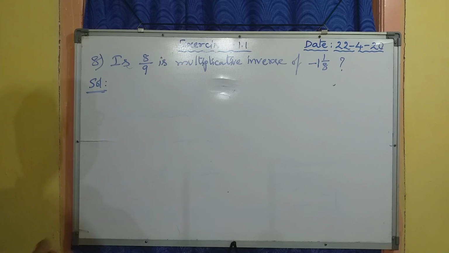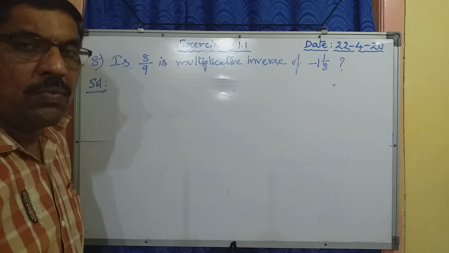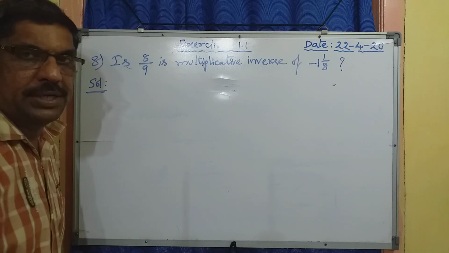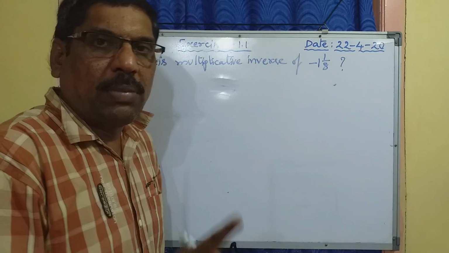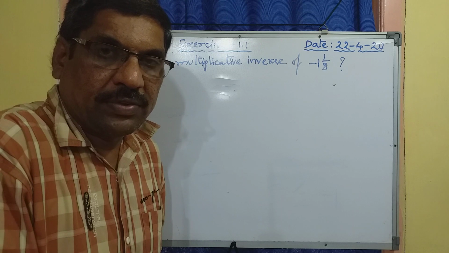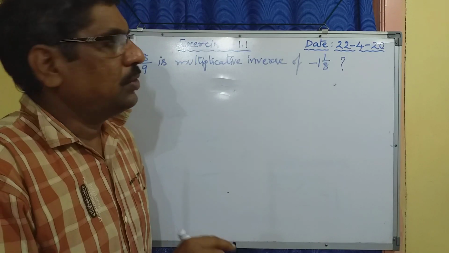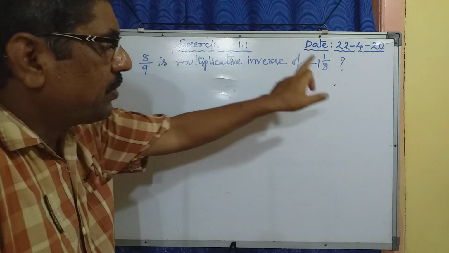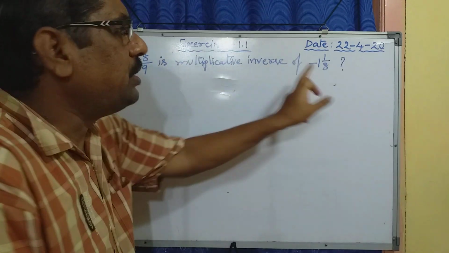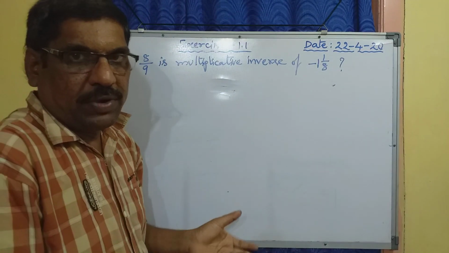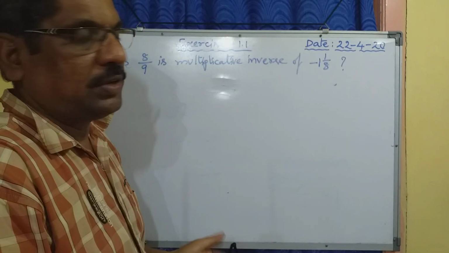So the eighth problem: is 8 by 9 the multiplicative inverse of minus 1 by 8? We need to check it. Whenever you multiply a number with its multiplicative inverse, you must get 1. Why? Because 1 is the multiplicative identity. So if 8 by 9 is the multiplicative inverse of minus 1 by 8, we must get 1 when we multiply these two. Let us check whether we get 1 or not. If we get 1, we can say that it is the multiplicative inverse, otherwise it is not.